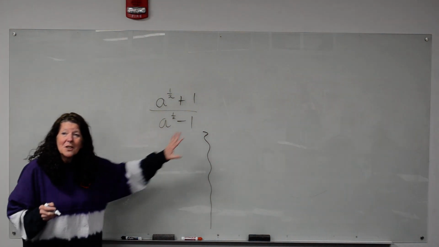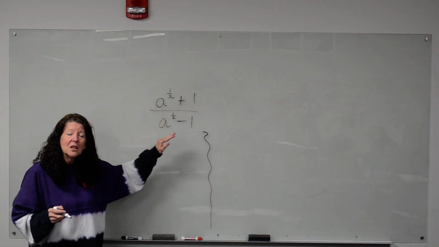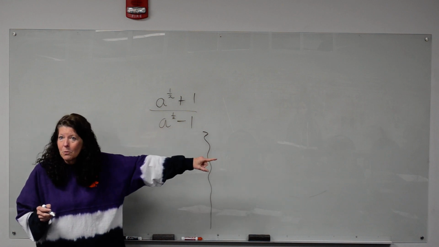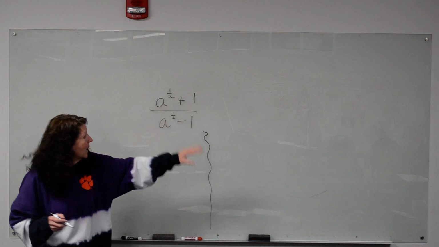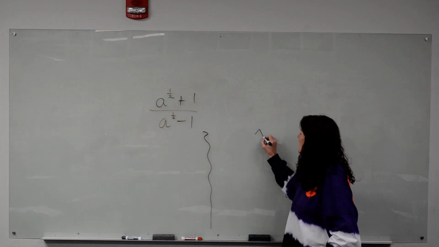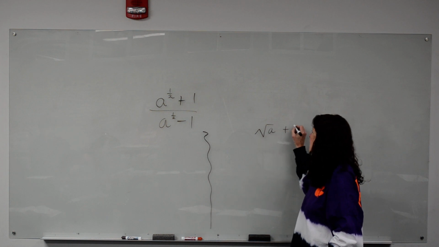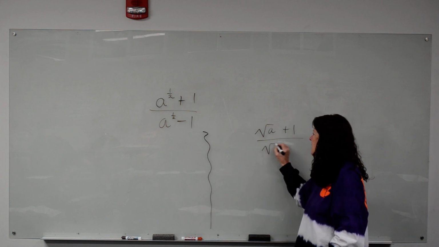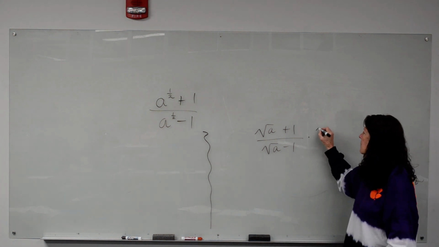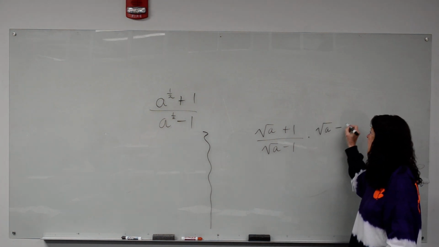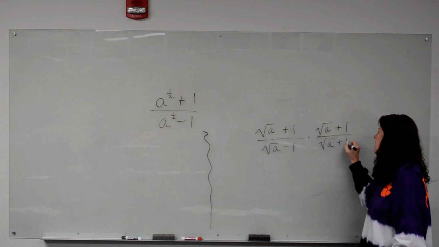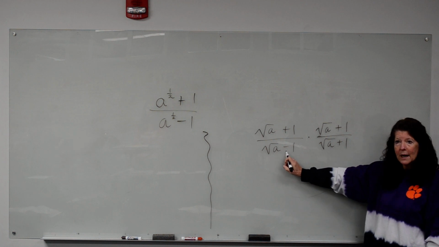So again, you can do this 2 different ways. You can do it with the powers, or you can change it to the roots like you're used to doing. Okay, so we'll do it the way that we were used to doing it first. So that's going to be the square root of a plus 1. This is going to be the square root of a minus 1. What am I going to do? I'm going to multiply it by the square root of a plus 1, the opposite of what I have here.